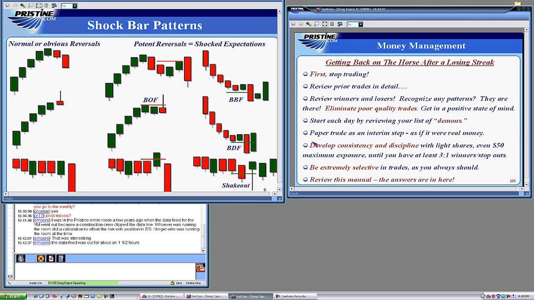And review your demons at the beginning of the trading day. Start paper trading, but do it as if it was real money. Develop consistency. Use a small share size and start building confidence by reviewing those 3-to-1 winners. Always be selective. And then review what's in this manual and study it. It says the answers are going to be here.